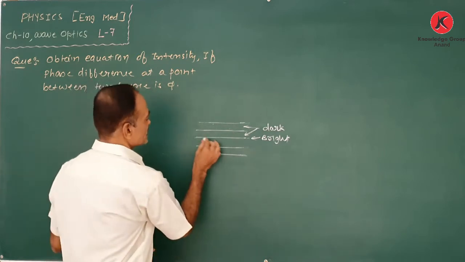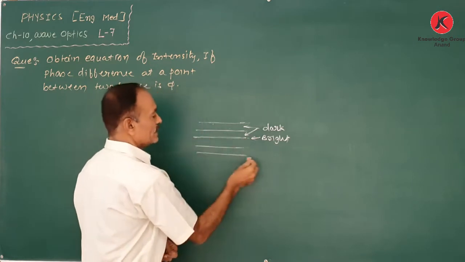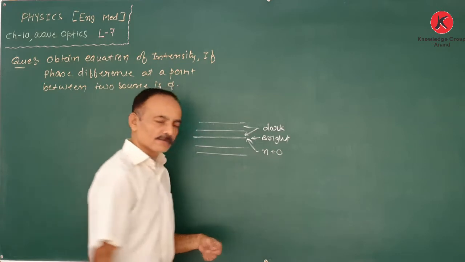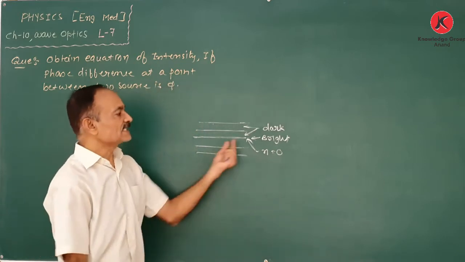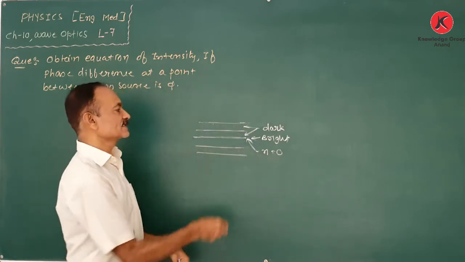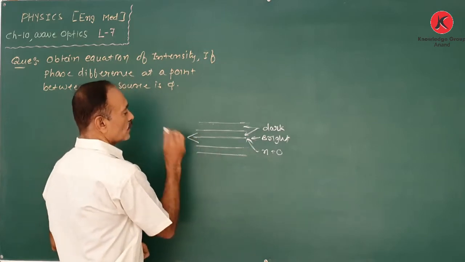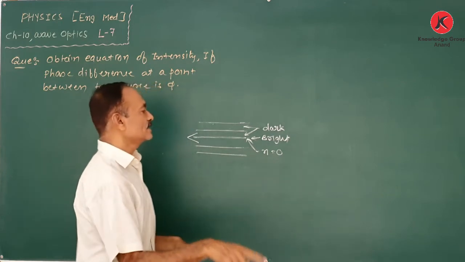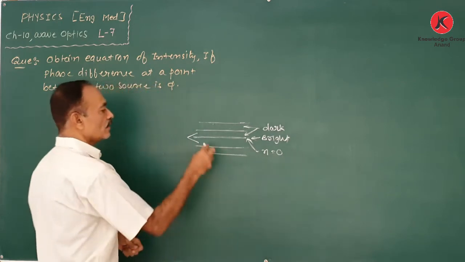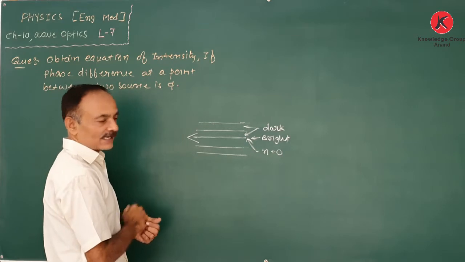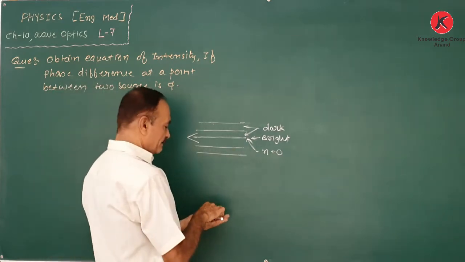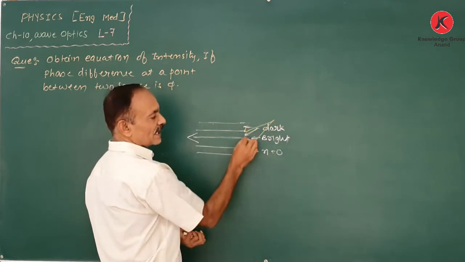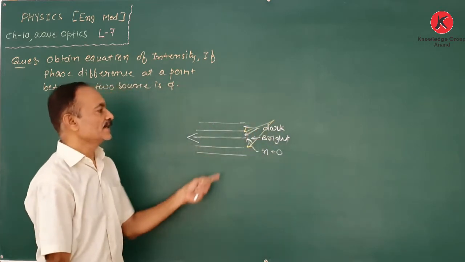So there is a central bright fringe corresponding to n equal to 0. On either side of the central bright fringe, these two are the dark fringes due to the first order of destructive interference. And similarly, these two bright fringes again are due to constructive interference.